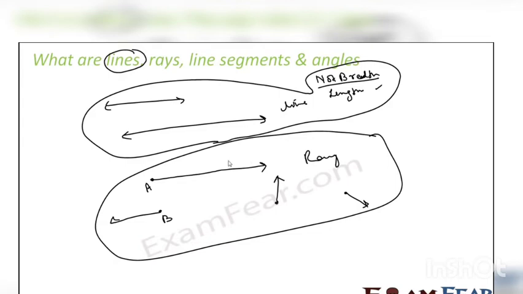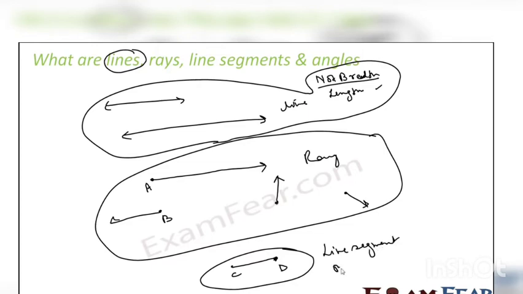If you fix both the ends, you get a line segment. For example, you fix these two ends and you call it CD. This is a line segment, where both ends are fixed. We'll talk about these things in detail. And angles: if you have two rays coming from the same point, you get an angle. I think we studied these concepts in the previous class.